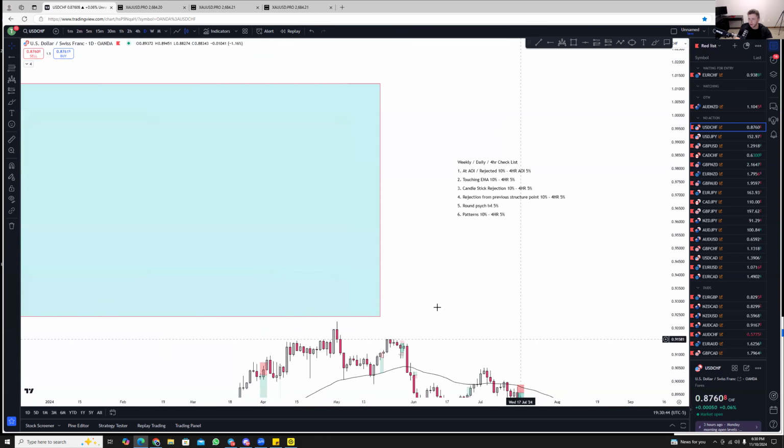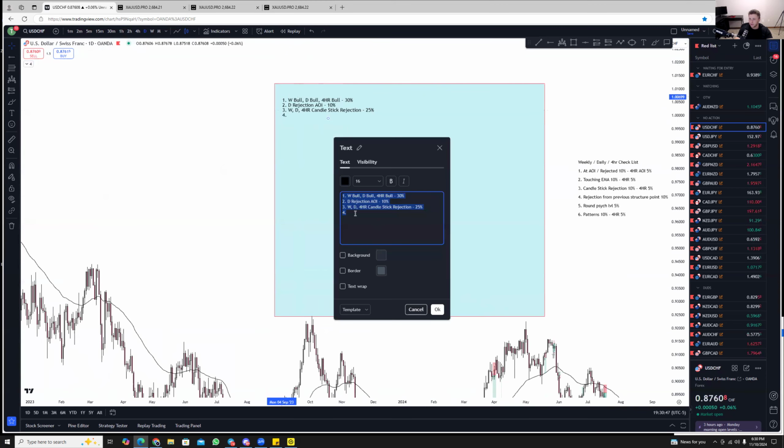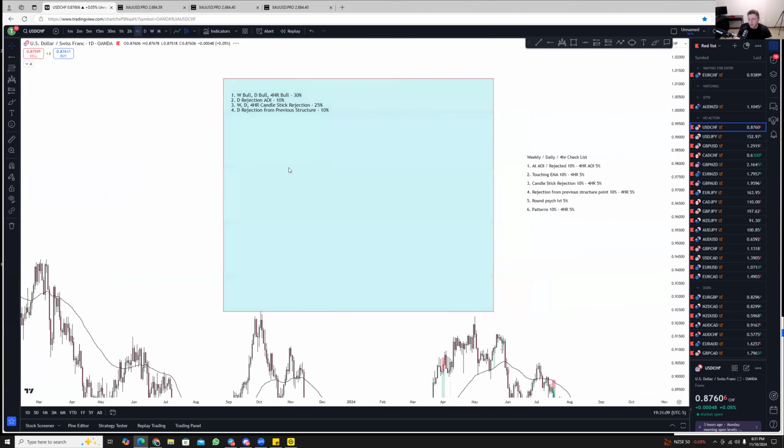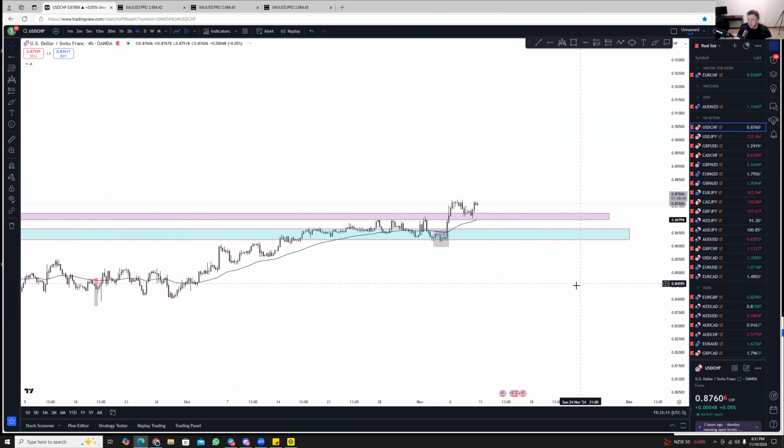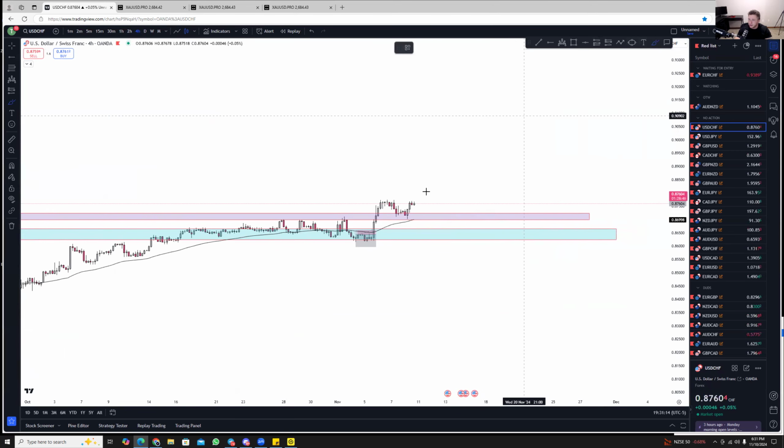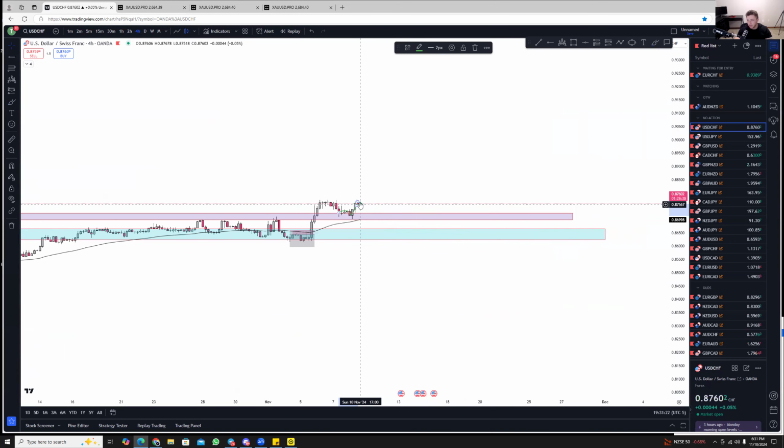So, go back to our chart here for daily rejection from previous structure, 10%. All right, now we got to go down to our 4-hour. Right, same thing. Here's your head. 1, 2. Do we have rejection from that second corner?